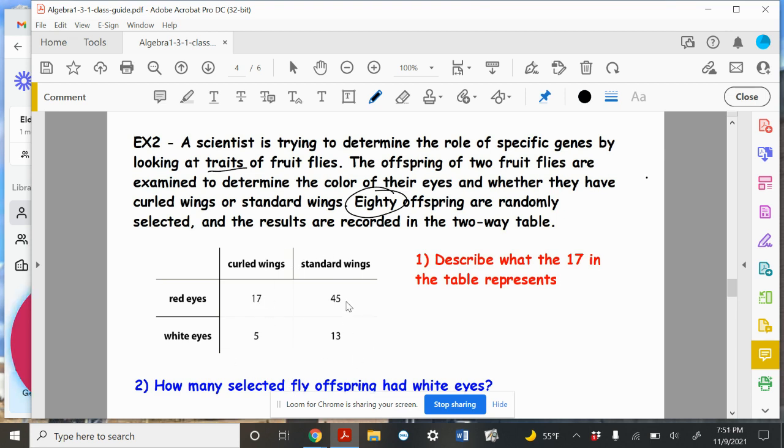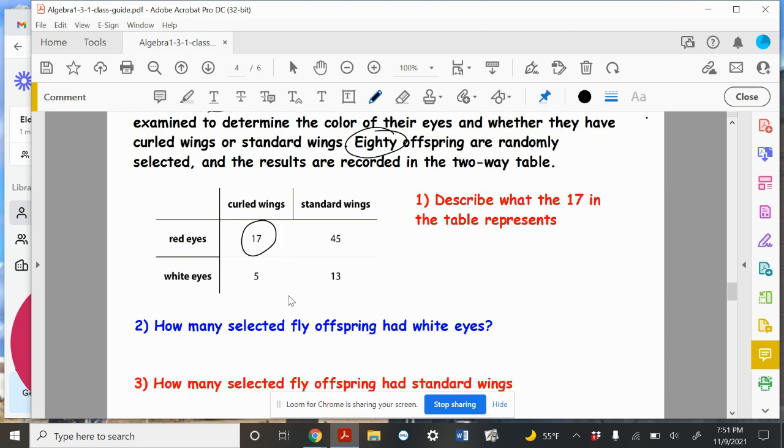So it says describe what the 17 in the table represents. Here's the 17. That is that the offspring fruit flies have both red eyes and curled wings. How many selected fly offspring had white eyes? That would be the addition of this one plus this one. So that would be a total of 18, because we're just adding across.